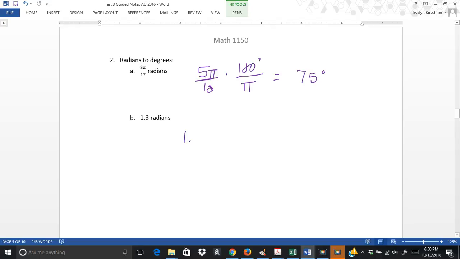I also can, sometimes I don't have pi, so I have 1.3 radians, and I'm still going to multiply by 180 degrees over pi, and that's going to give me 74.48 degrees.